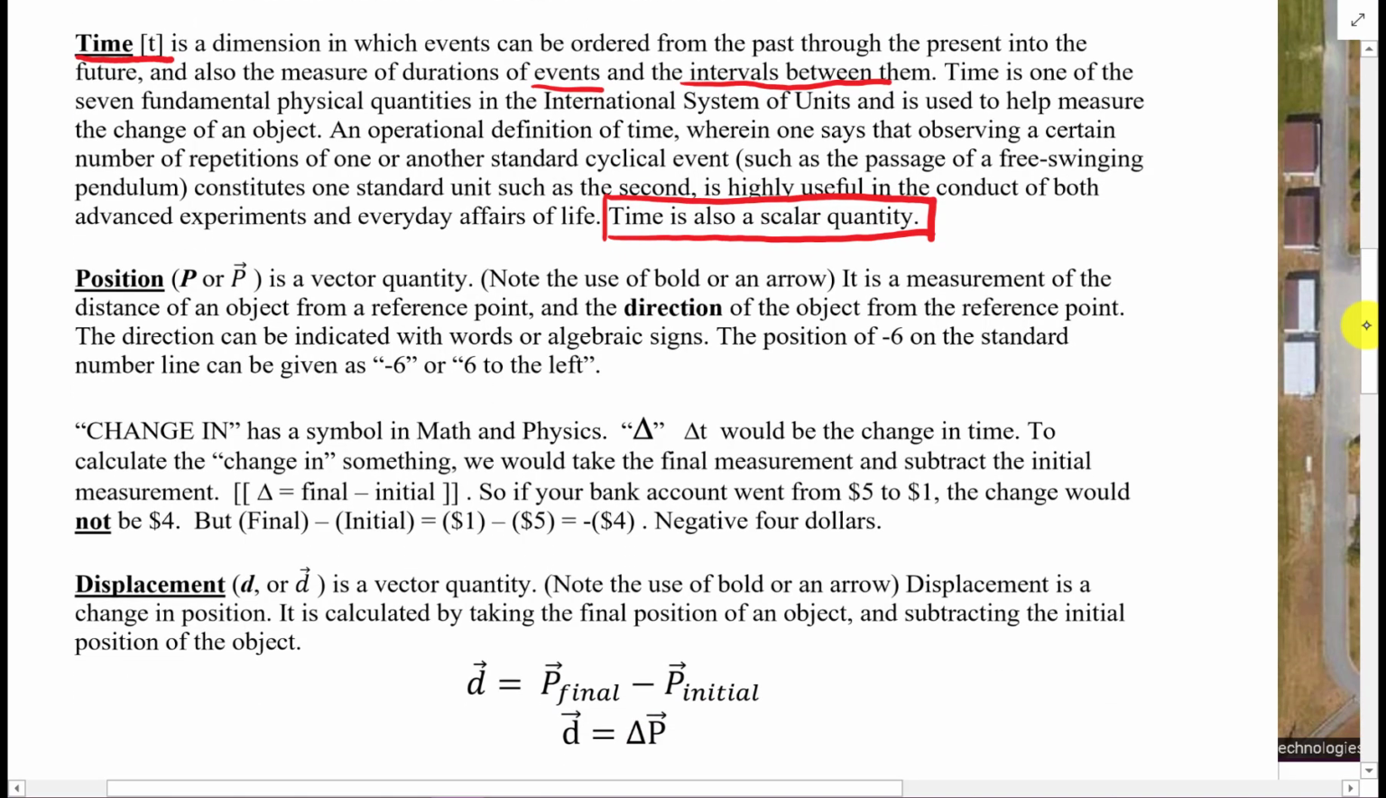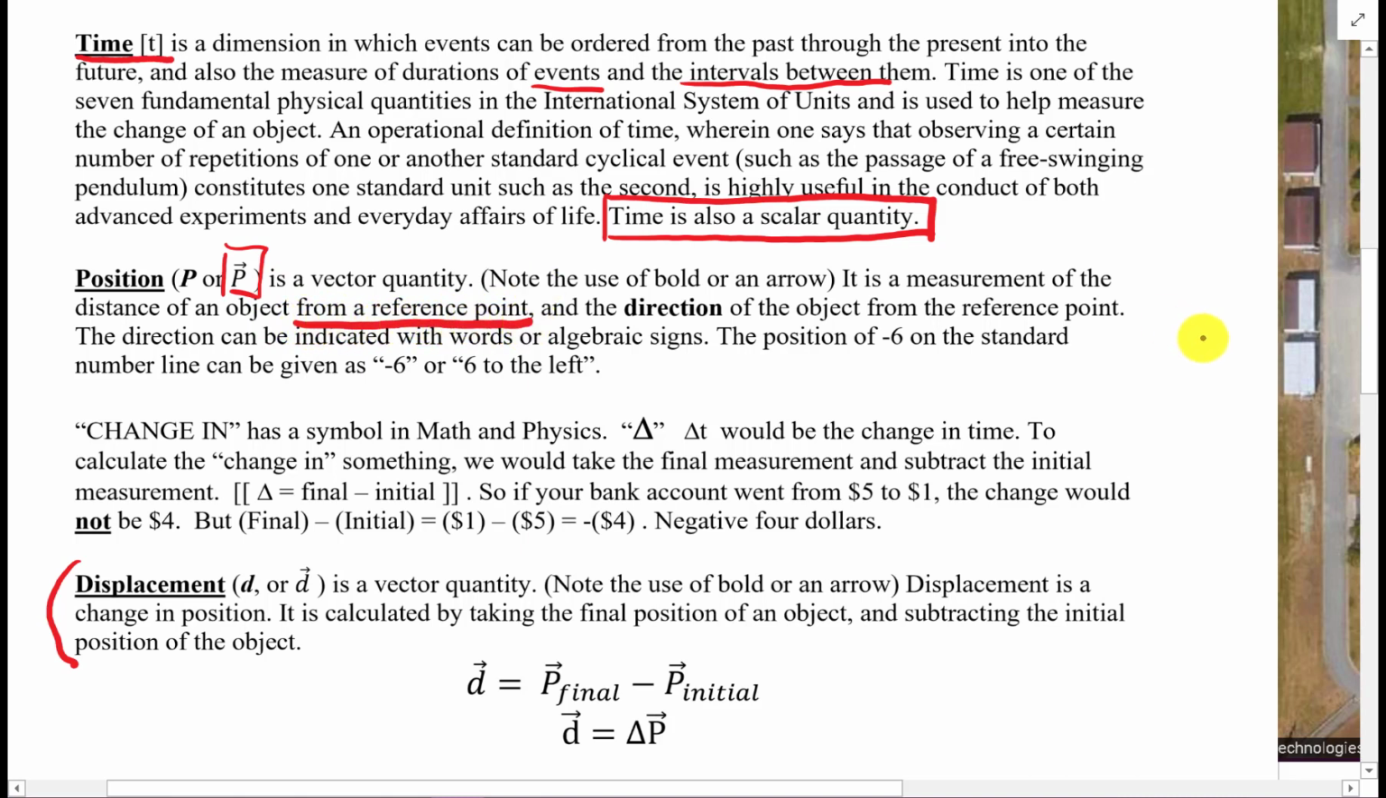Position, sometimes given a bold P or a P with an arrow over it. That's what we will do because that's a vector, okay? But once I talk about it here, we probably won't use it very much in this course, but we need this to understand how to get to displacement. This is the important one that we're going to be talking a lot about, distance and displacement. Position, though, is a vector quantity, okay? It is a measurement of the distance of an object from a reference point. So it's from a reference point. That's what makes it important.